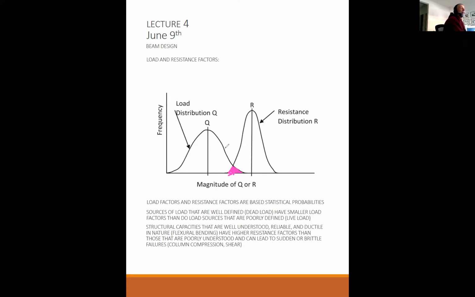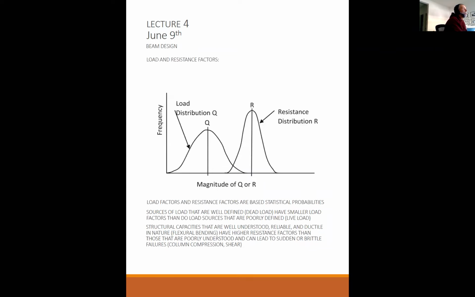It means that at the same time, defying probability, the load was higher than you thought and the capacity was lower than you thought, and these two overlap, then you have a failure situation. And it has happened. There's been quite a few documented failures in the world of structures, so it does happen. So as designers, what do we do to try to prevent that?